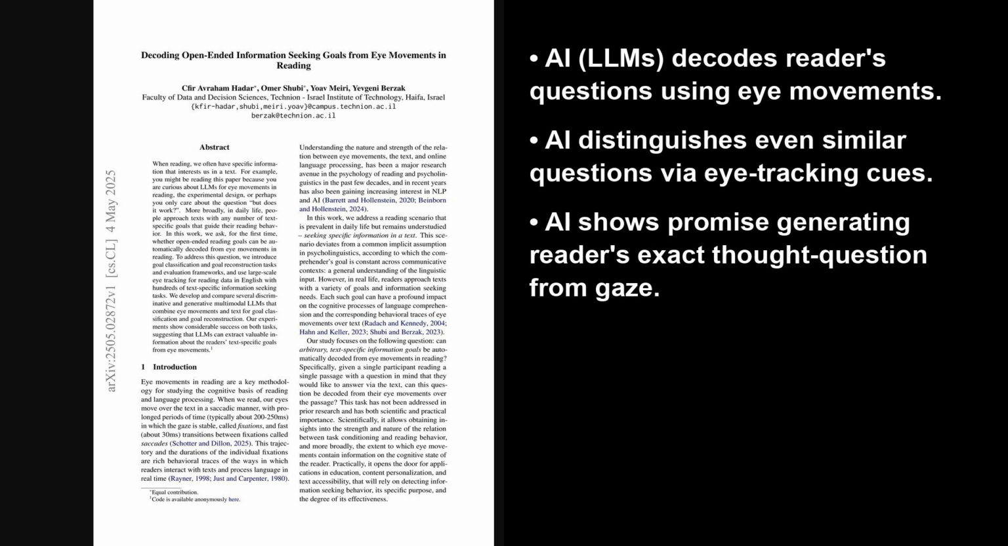So to wrap up our look at this fascinating research, it really shows that large language models can effectively decode what a reader is trying to find out, just by looking at their eye movements. A key takeaway is how well discriminative models can classify the reader's question, even distinguishing between questions that rely on the same critical spans, which are those vital pieces of text needed to answer, and generative models show promise in actually reconstructing the question. This all suggests eye movements tell us a lot about a reader's specific goals.